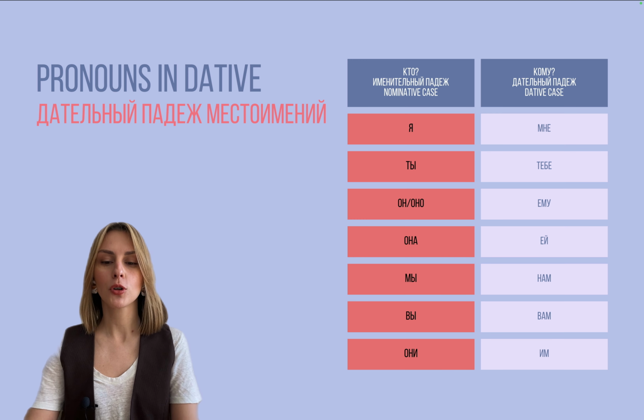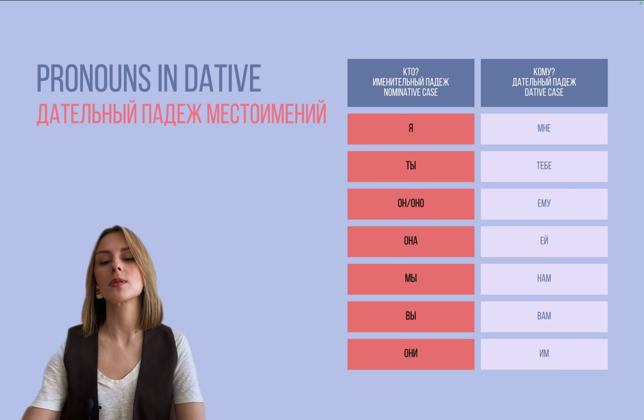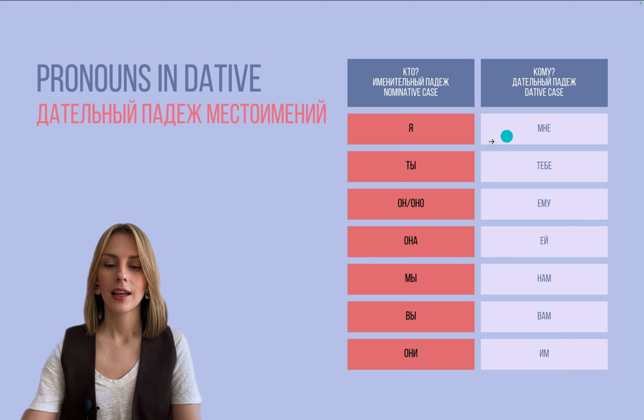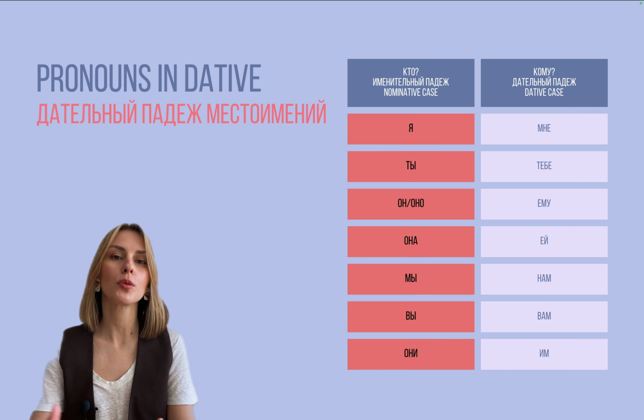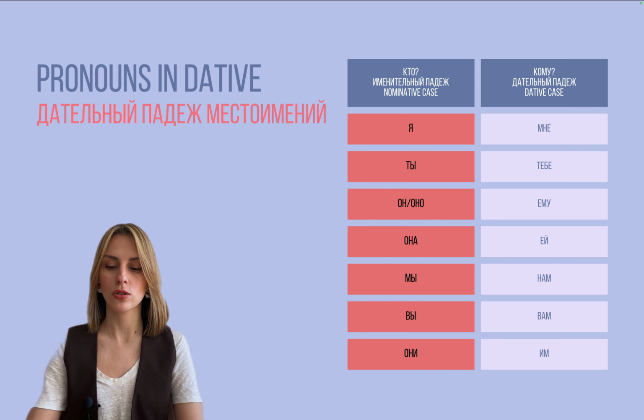The personal pronouns in dative case will have the following forms. The personal pronoun я will be in the form мне. Ты тебе. Он, оно ему. Она ей. Мы нам. Вы вам. Они им. So if there is a sentence and you name the object of the sentence using a pronoun, then you use the dative case of personal pronouns. So these forms of personal pronouns. Okay, so that's about pronouns.